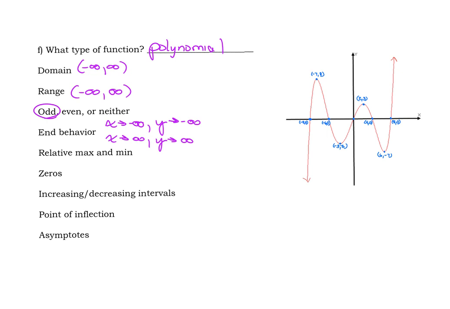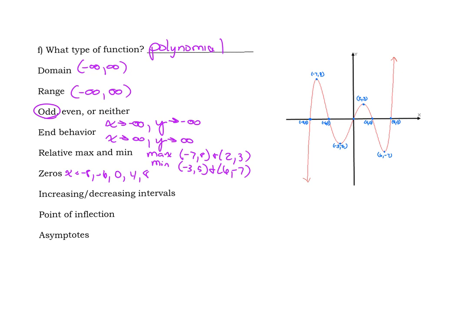I have 2 relative maxes, and I've got one at (-7, 8), and I've also got one at (2, 3), and then my minimums are at (-3, -5) and at (6, -7), and I can put the "and" sign there. Zeros, it's every place that it crosses the x-axis. So x is -8, -6, 0, 4, and 8.